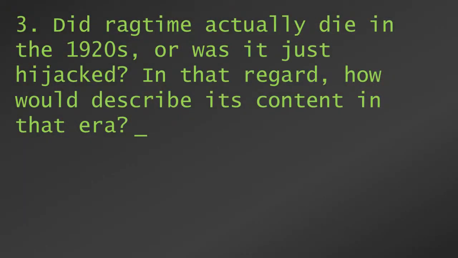Yeah. It's that little Jelly Roll, like, there was interesting. Yeah. So anyway, did ragtime die in the 1920s, or was it hijacked or subterfuge or something? In that regard, how would you describe its contents in the 1920s? And maybe we just did, pretty much.